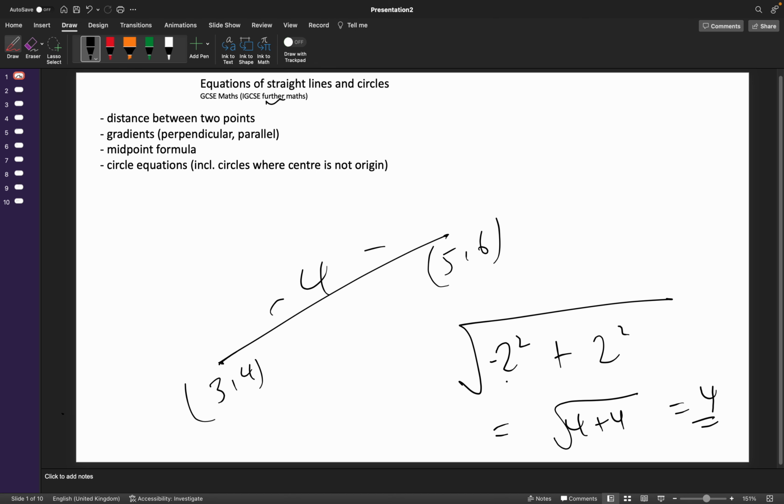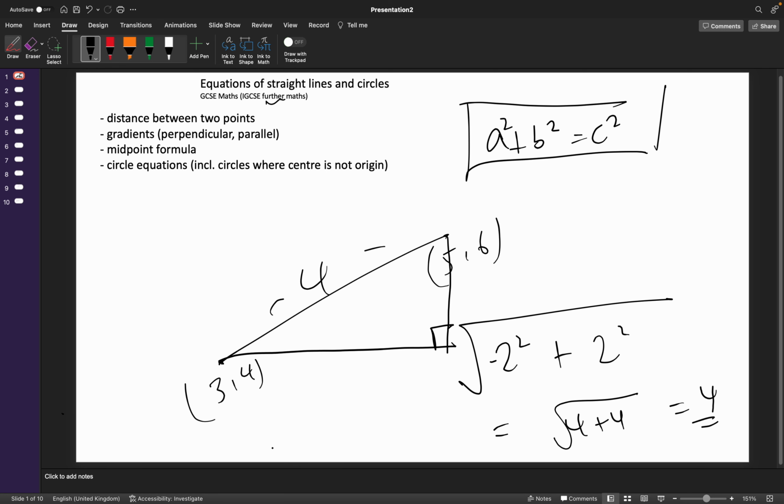Now let's look at proving this theory. How does this equation work? Well, if you have a triangle like this, you'll notice you can always create a right angle triangle. And for that, you can use a squared plus b squared equals c squared. Now, what you notice with all these equations of straight lines and circles is they almost always relate back to Pythagoras. As long as you understand Pythagoras, you can answer any equation, basically.